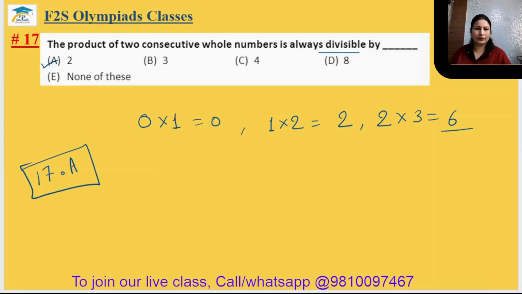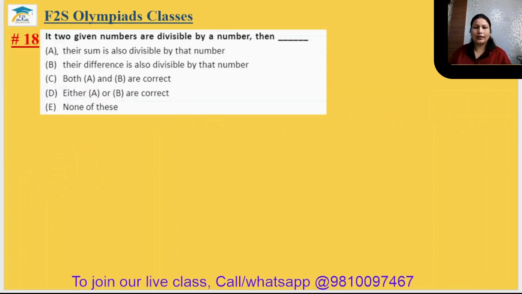17A. Okay. 18. If two given numbers are divisible by a number, then their sum is also divisible by that number. Yes, that sum is also divisible and difference is also divisible by that number. Yes, both are correct. So option C, A and B are correct. 18th answer is C.